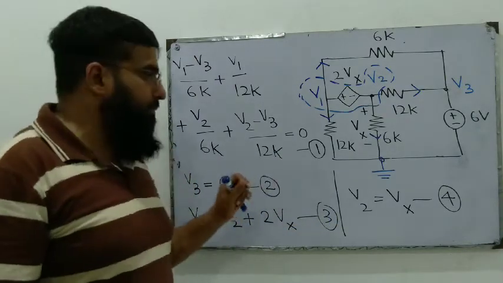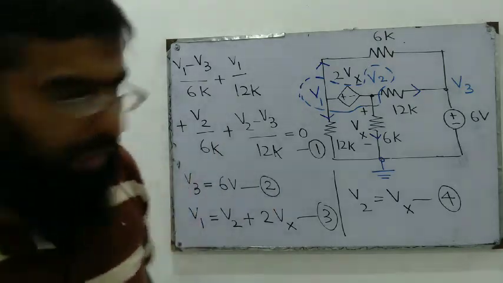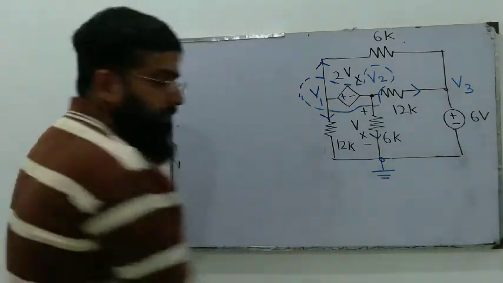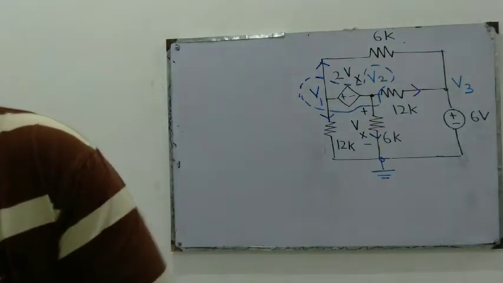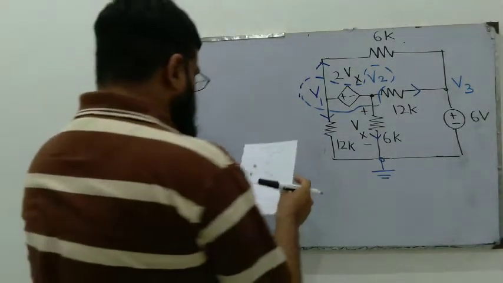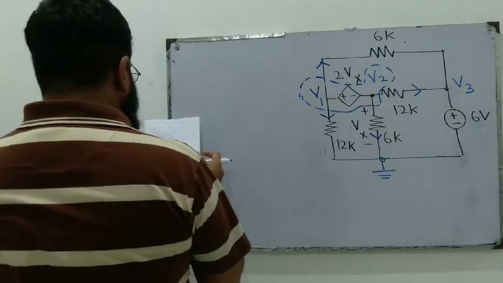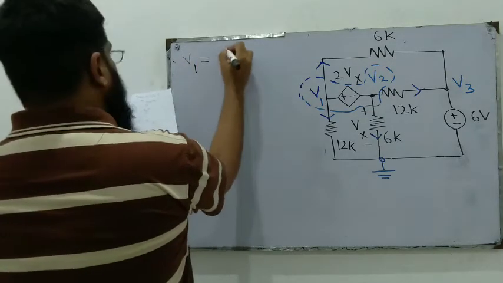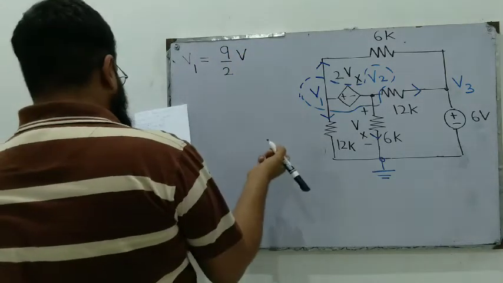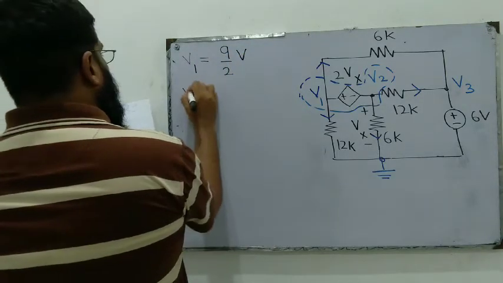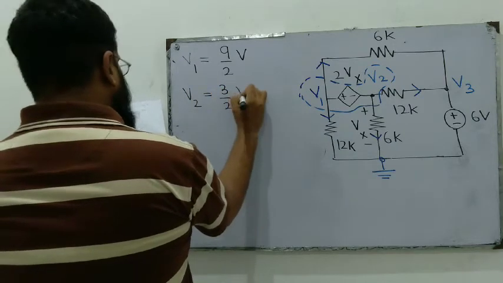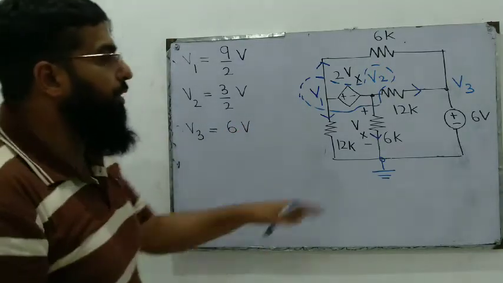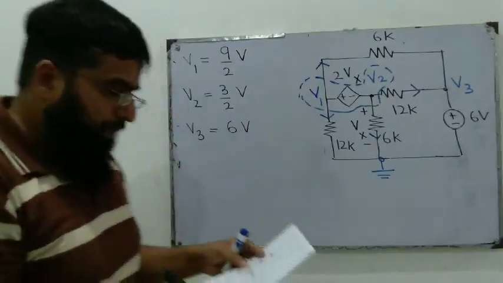I have solved these equations in my notes, and we come up with the answer: V1 comes out to be 9 over 2 volts, V2 is 3 by 2 volts, and V3 is 6 volts. We don't need to solve for V3 because it is obviously 6 volts.